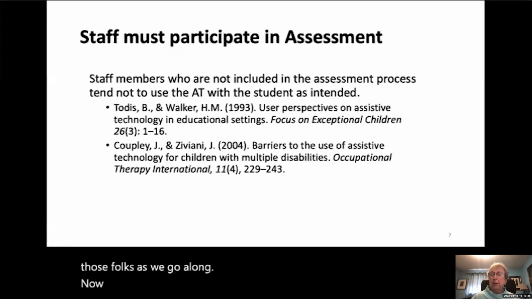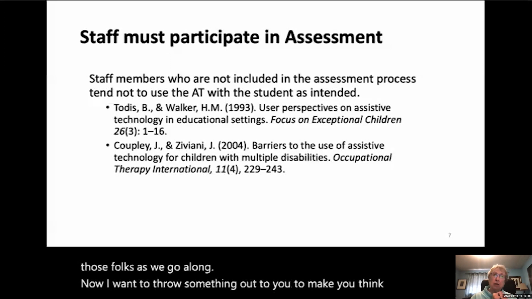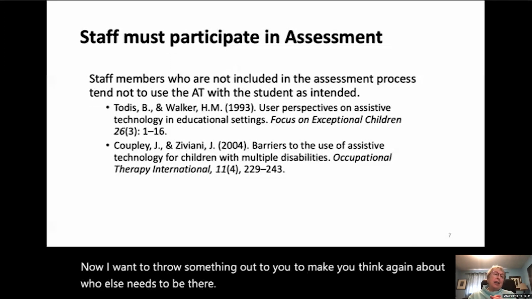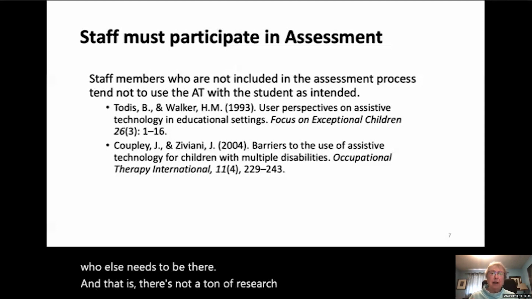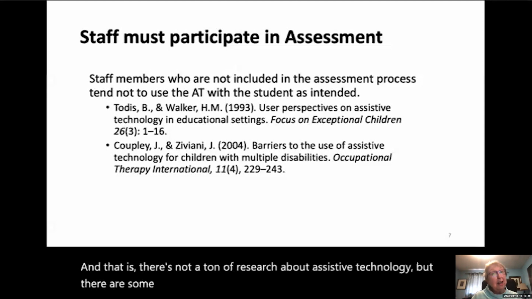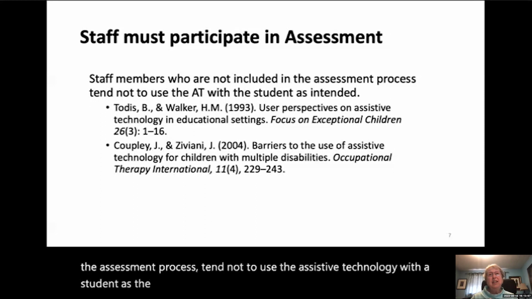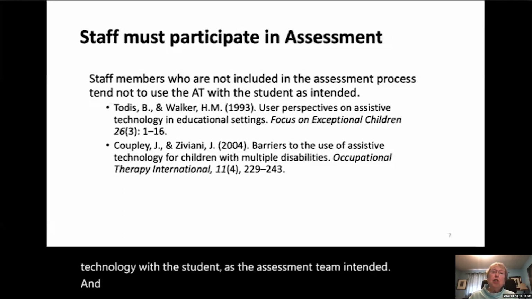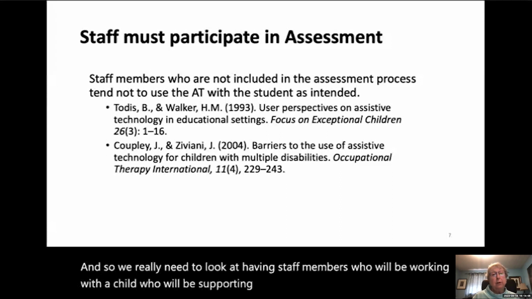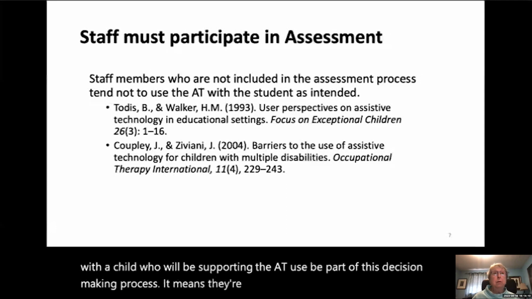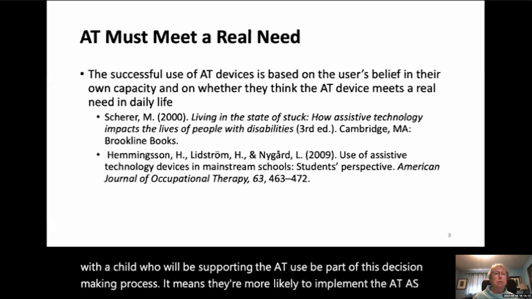Now, I want to throw something out to you to make you think again about who else needs to be there. There's not a ton of research about assistive technology, but there are some things that say to us that staff members who are not included in the assessment process tend not to use the assistive technology with a student as the assessment team intended. And so we really need to have staff members who will be working with a child, who will be supporting the AT use, be part of this decision-making process. It means they're more likely to implement the AT as we intended it to be implemented.